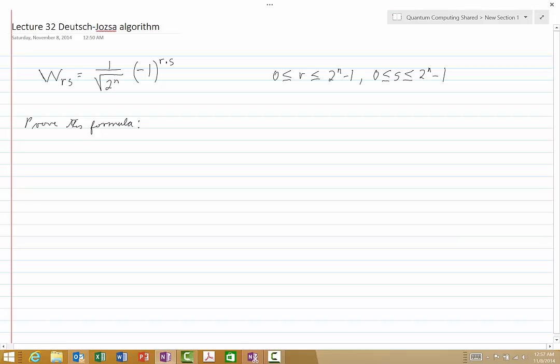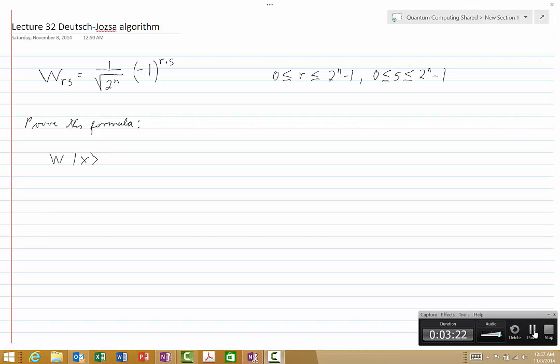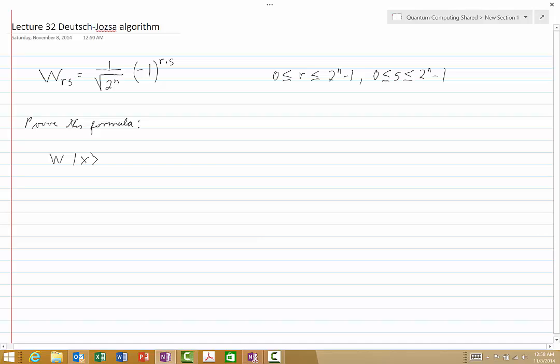Well, recall that W acting on X, now let's see. In order to evaluate W acting on X, we need to know how many qubits X has. And let's say that X has n qubits. So X is an n qubit state.